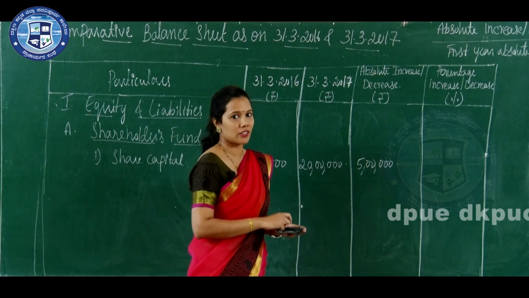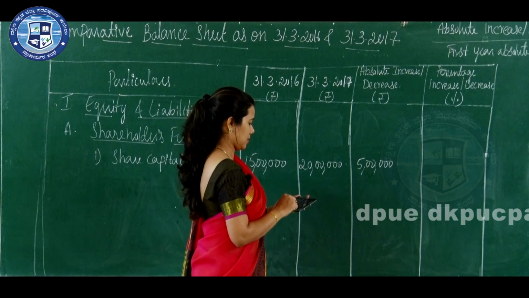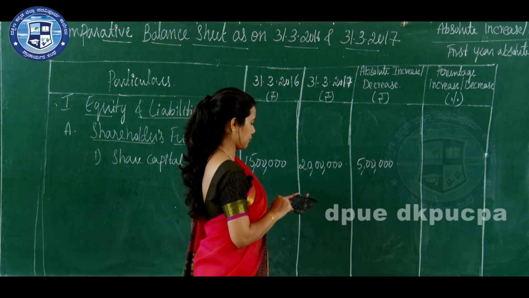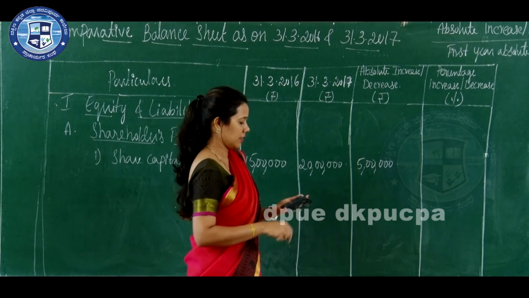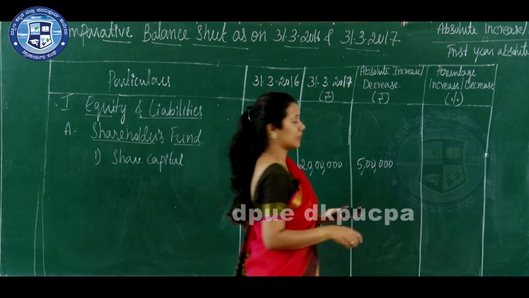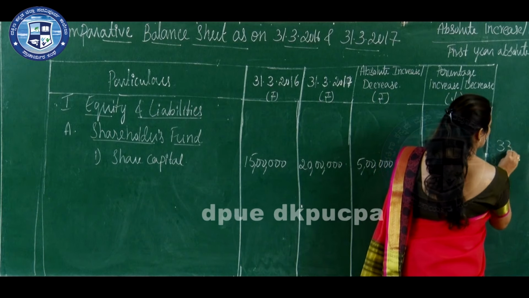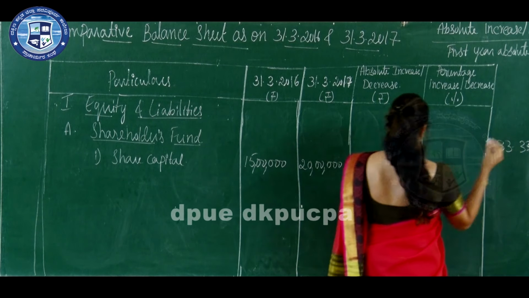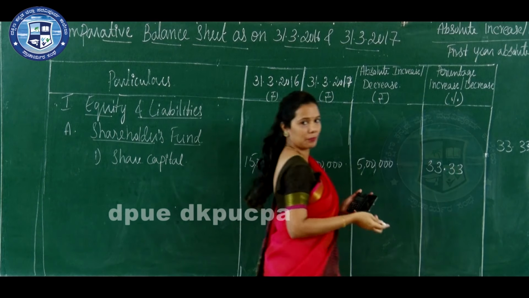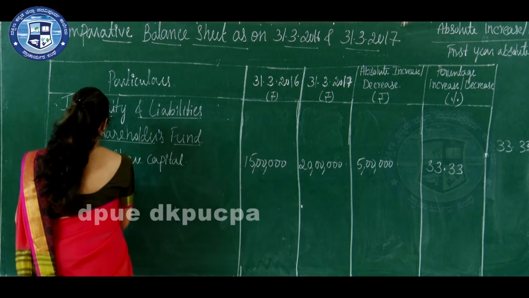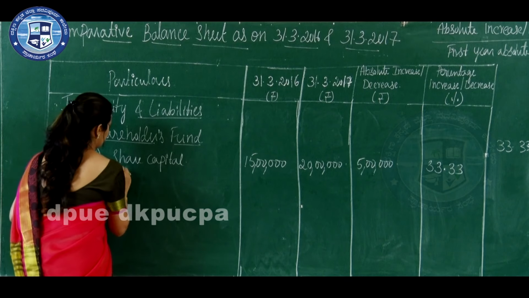So, use the calculator and calculate 5 lakhs divided by 15 lakhs into 100. So, you get 33.333. Limit your digits to 2. So, 33.33. Then the second one you have is reserves and surplus.